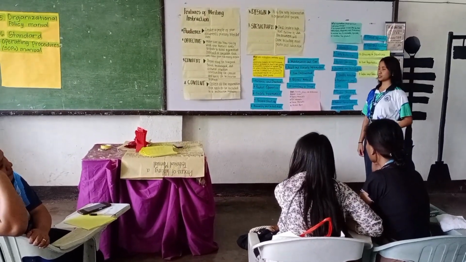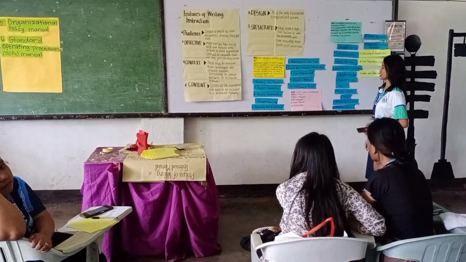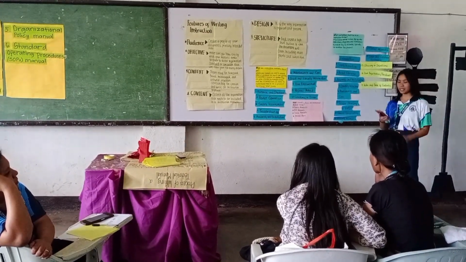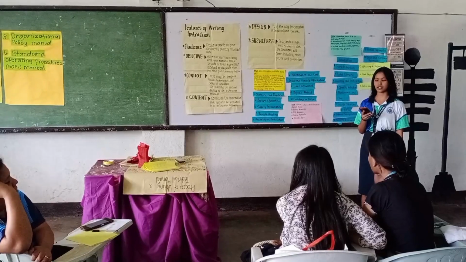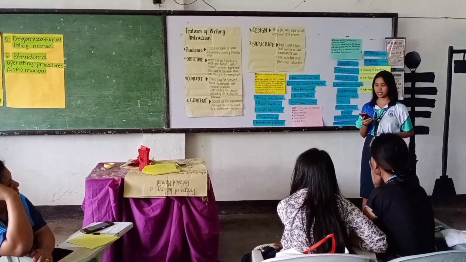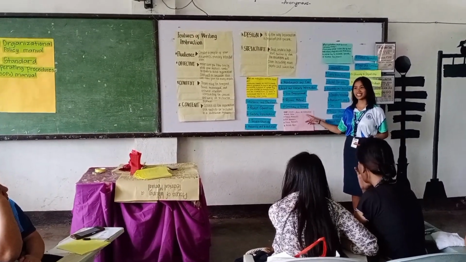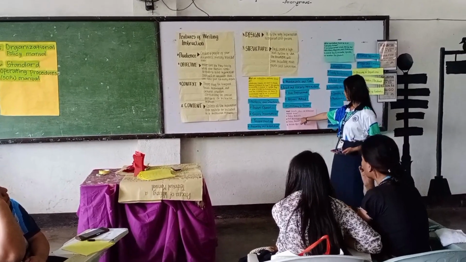Now let's go to what formats an instruction manual has. First, we have printed manuals. So printed manuals can take various forms such as user guides, instruction booklets, operation manuals, or reference documents. So when we say printed manuals, it is a hard copy. It is tangible.